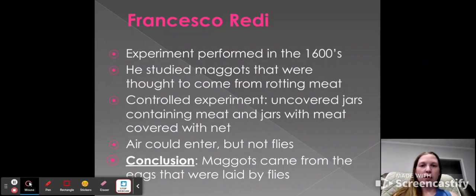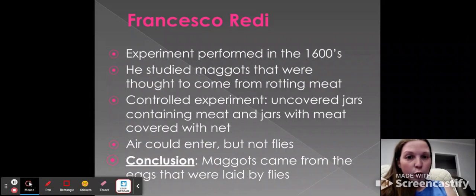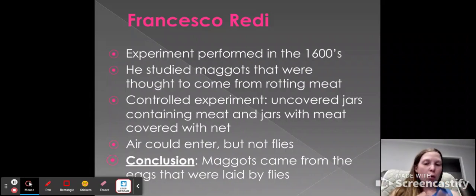First, Francesco Redi, his experiment was performed in the 1600s, and he studied maggots that were thought to come from rotting meat. He would have samples of meat in a jar, and some of them were open, some of them were fully closed, and then some of them had cheesecloth over them, which is a breathable fabric. And he tried to determine if maggots came from dead, rotting meat.